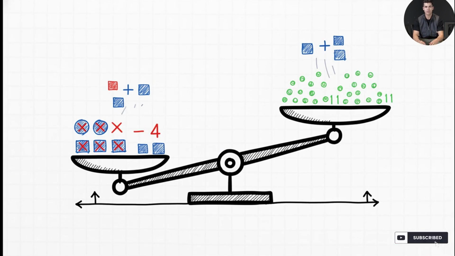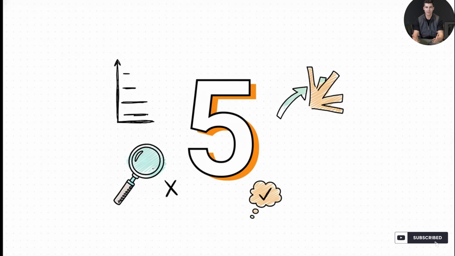Remember that balanced scale? Our goal is to get x all by itself. So we have to get rid of that -4. How do we do that? We do the opposite. We add 4. But, and here's the golden rule again, we have to add 4 to both sides to keep things balanced. So that leaves us with 3x on one side and 15 on the other. We're almost there. To get x totally alone, we just need to divide both sides by 3. And 15 divided by 3 is 5.